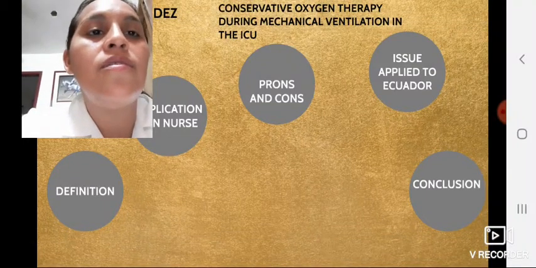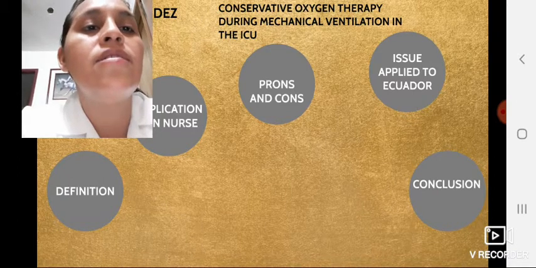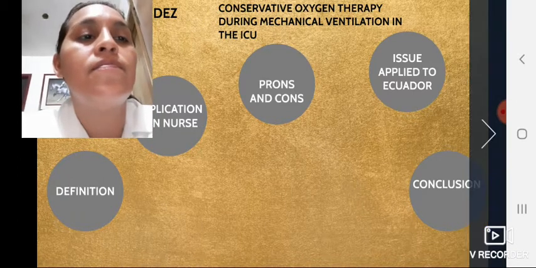Conservation oxygen therapy during mechanic ventilating induced. Definition.